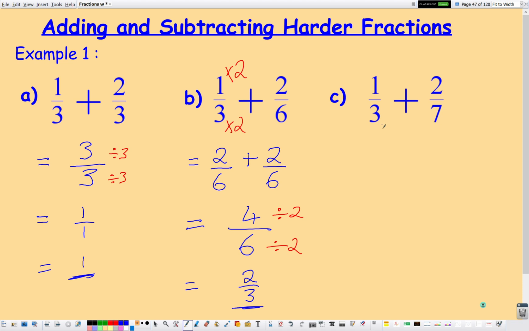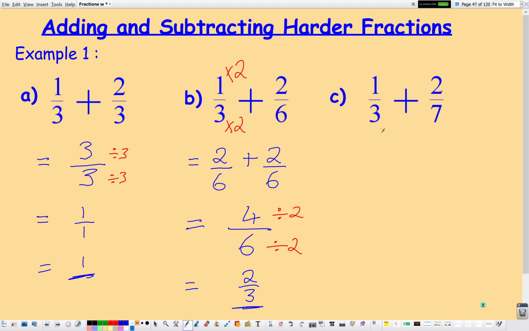So I actually need to figure out a number that 3 and 7 will both go into. I actually need to figure out the lowest common multiple of both 3 and 7, and then I need to change both of these fractions into equivalent fractions with that number at the bottom. So I have to figure out, in this case, what is the lowest common multiple of 3 and 7? What is the next number that they will both go into so that I can get these denominators to match?